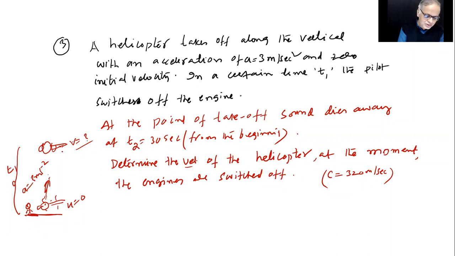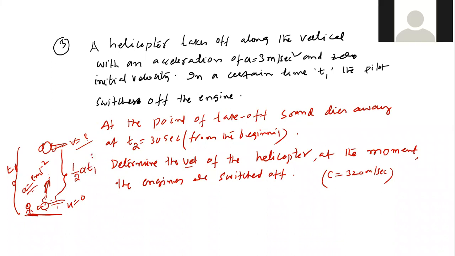All right, let me see how much distance the helicopter would have covered here. Until there, U is 0, A is given. Don't worry about G, because this A is taking care of G, everything. See, there'll be G, there'll be upward force, all the resultant acceleration is 3. Do you follow my point? The net acceleration is already there. So if U is 0, how much distance would it travel? Half A T1 square. So the helicopter went up to half A T1 square. At that moment, the engine is switched off.